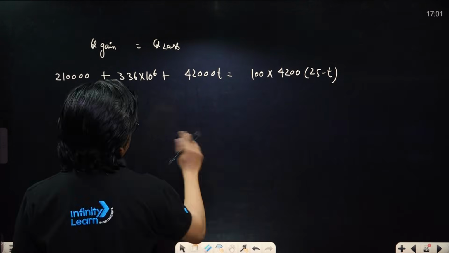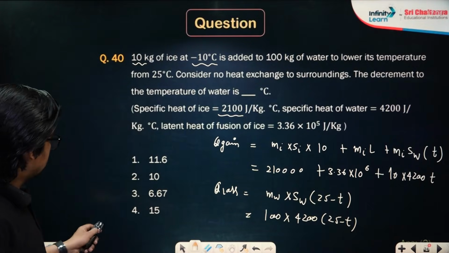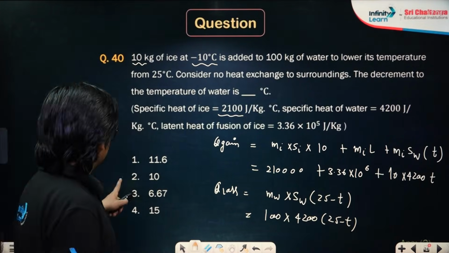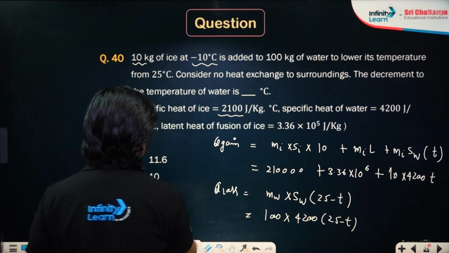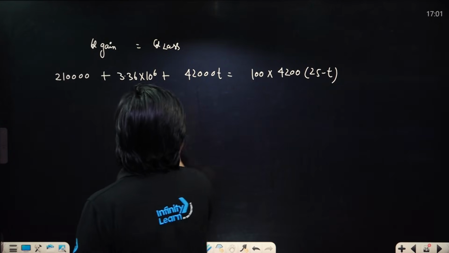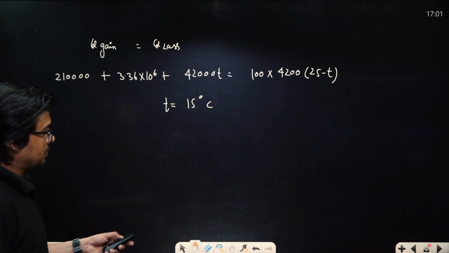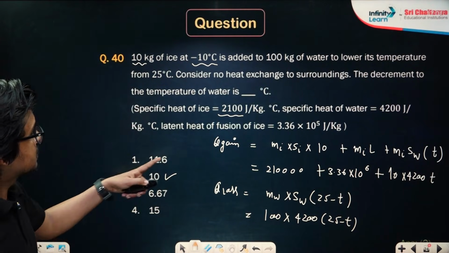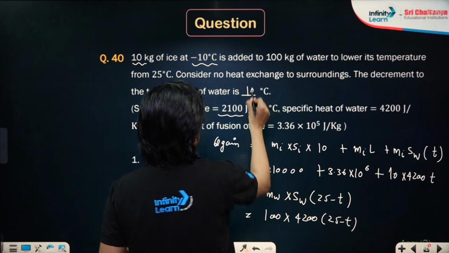Okay, on calculation you are definitely going to get your answer. If you calculate that, you will get the answer for T. You will get T equal to 15 degrees Celsius. And what they are asking is the decrement. So the temperature has been decreased by 10 degrees Celsius.